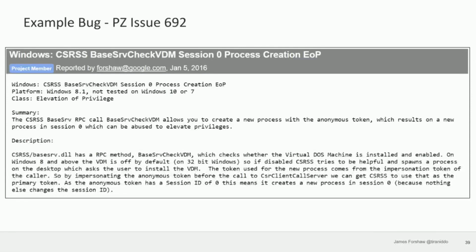So it checked the registry and said, okay, the DOS VDM is not installed. I could just fail, but that was not particularly nice. So instead, I'm going to be really helpful. I'm going to create a new process on the user's desktop which says, hey, you may want to install a VDM or get the administrator to install a VDM. And therein lay the problem.